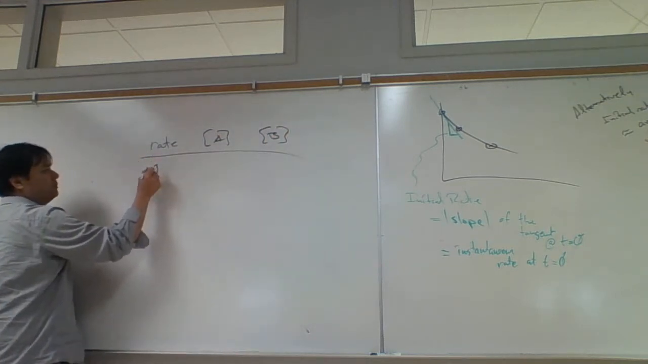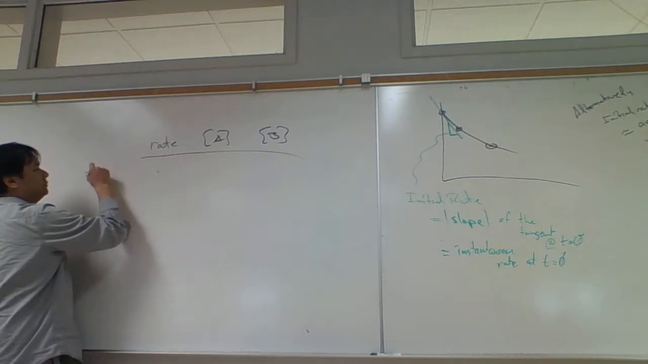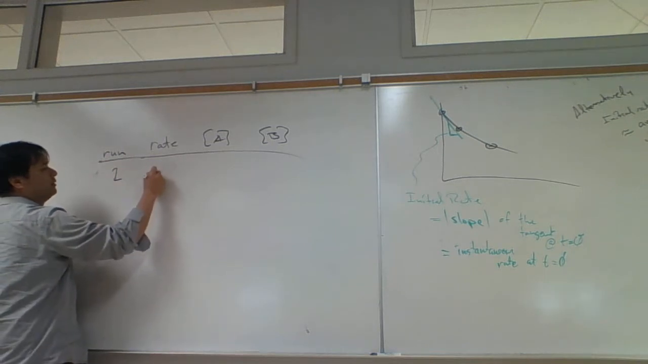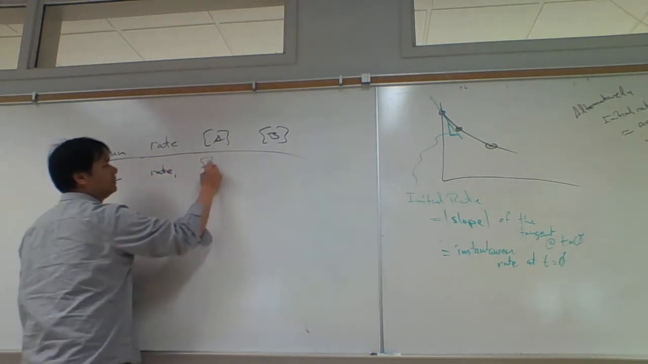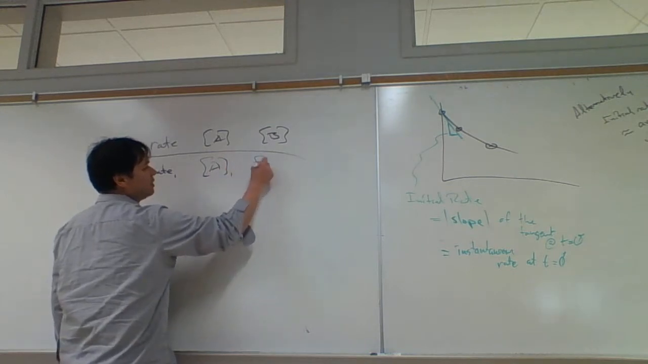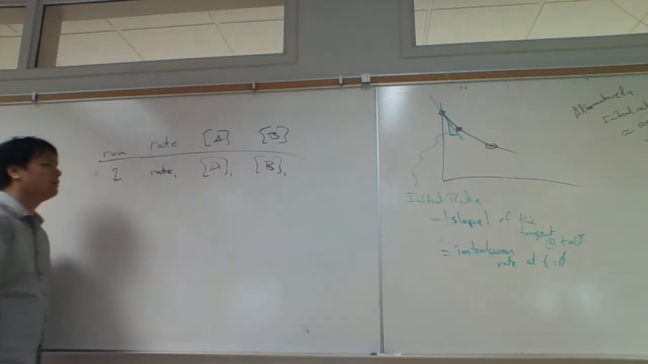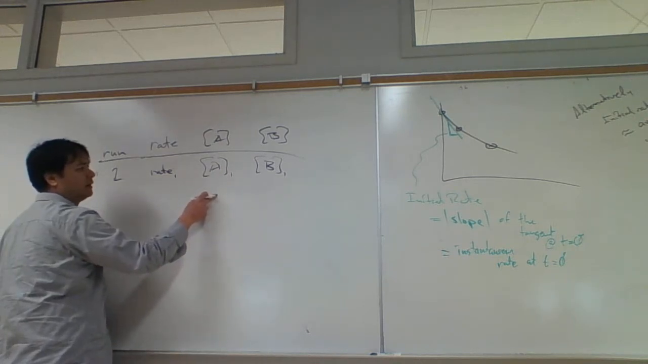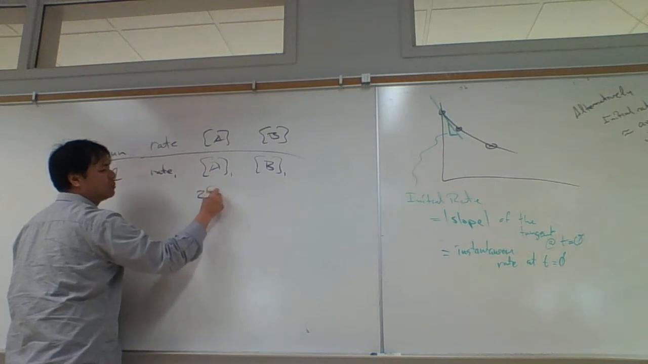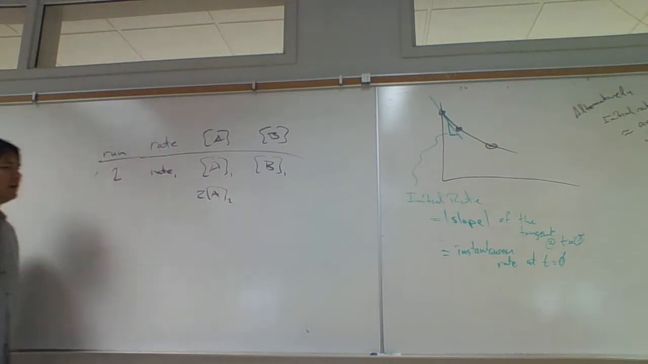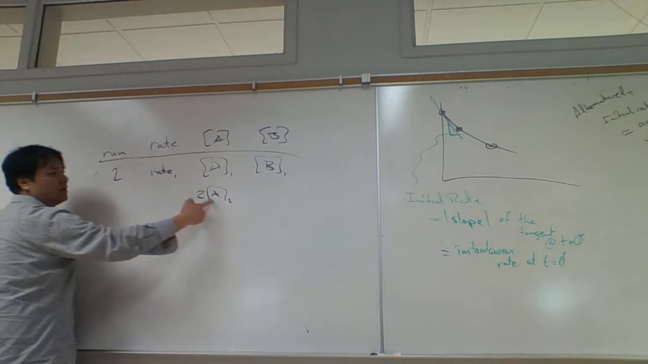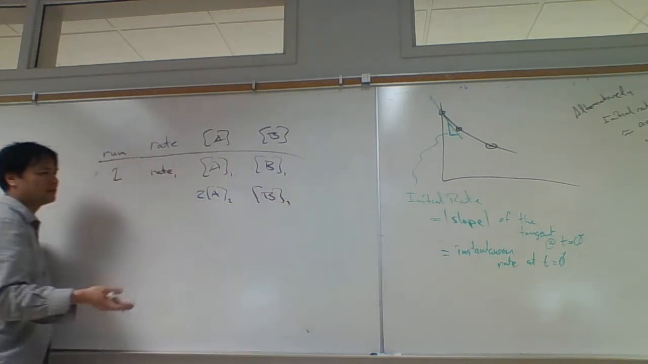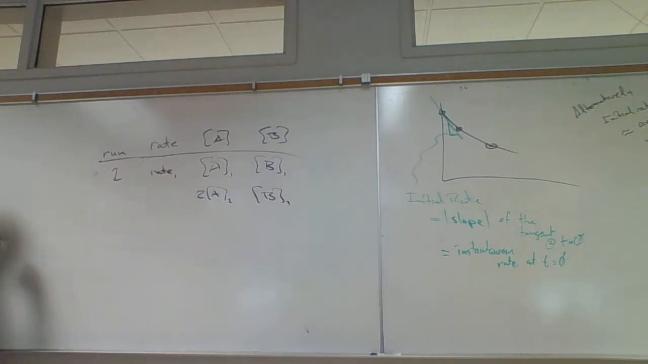And so this would be for run 1. Run 1 has a rate, so we'll call it rate 1, and that's going to have initial concentration 1 for both A and B. Then we double A. If we double A, then we make A twice as concentrated as in run 1. So A for run 2 is double the concentration, but we leave B the same. And so B is not going to have any impact because it's the same concentration. It won't change the rate.